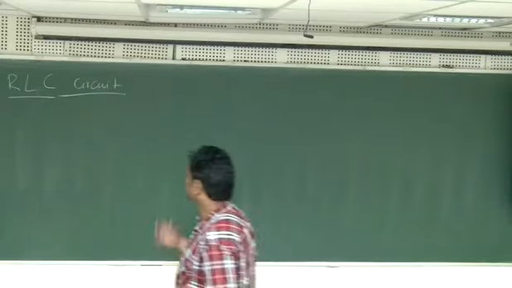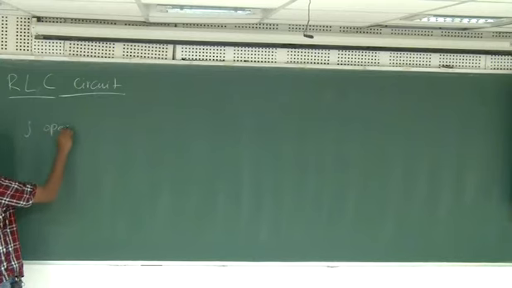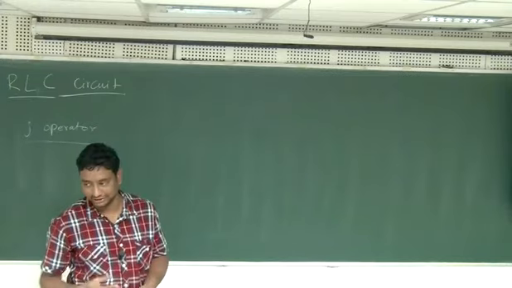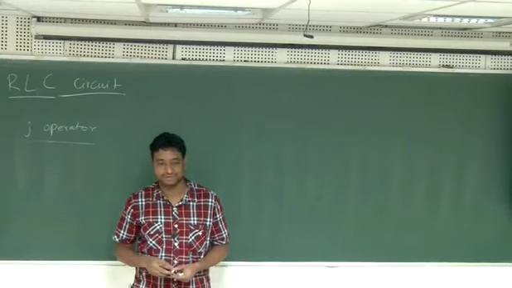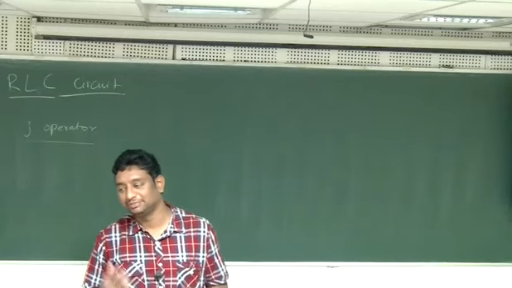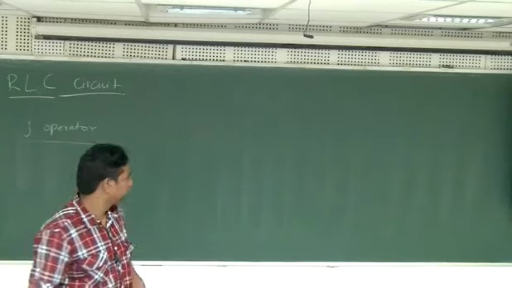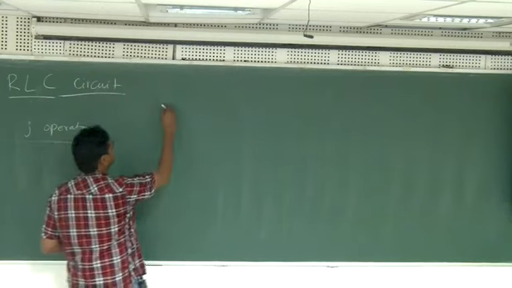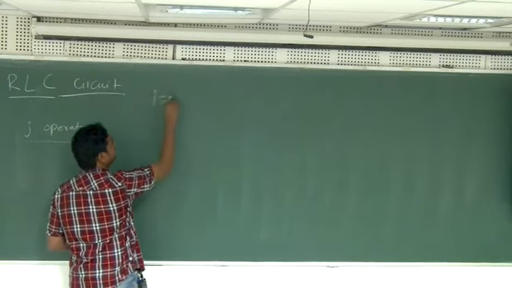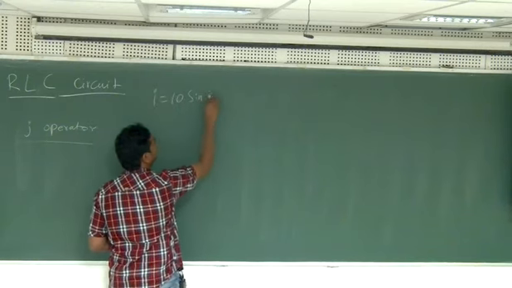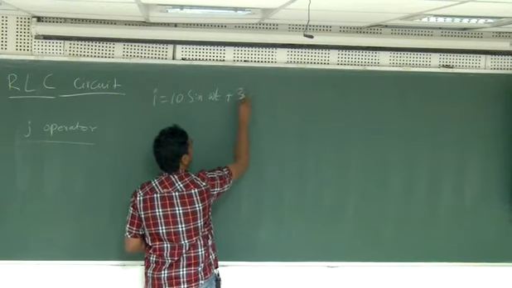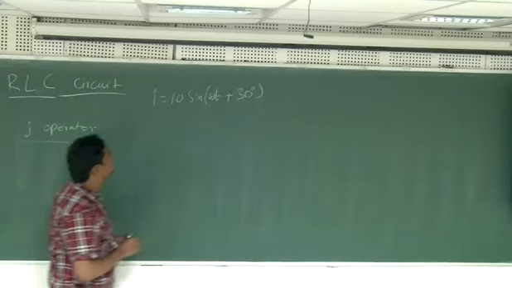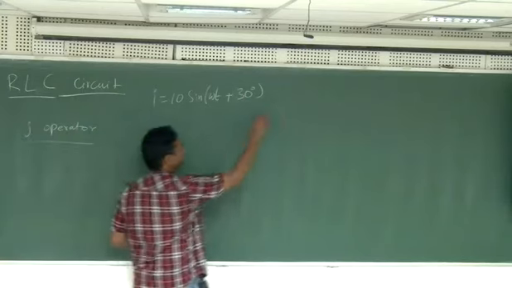values. Before we go into details, I want to talk about what is called the J operator. You already know how to represent an AC quantity. An AC quantity can be represented in the form of a phasor, which can be represented in the rectangular form, polar form and so on. Let us take an example. Let us say you have current i equal to 10 sin(omega t plus 30 degrees). So some current is given like this.